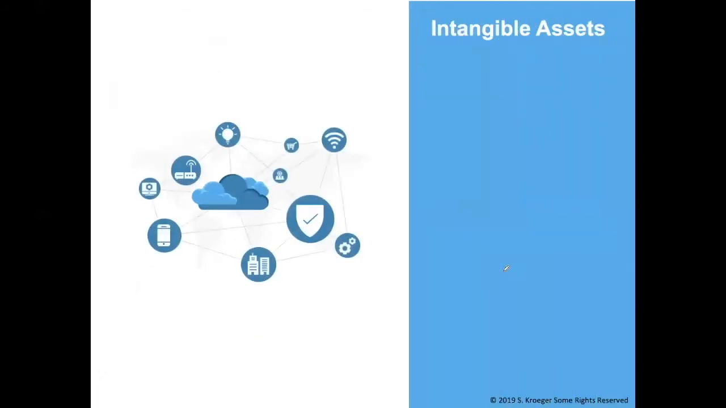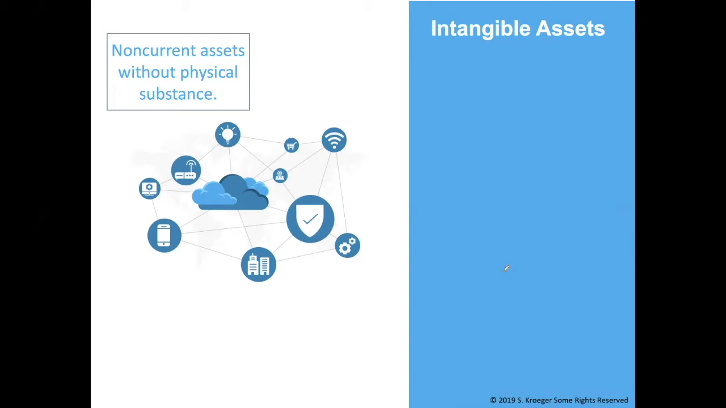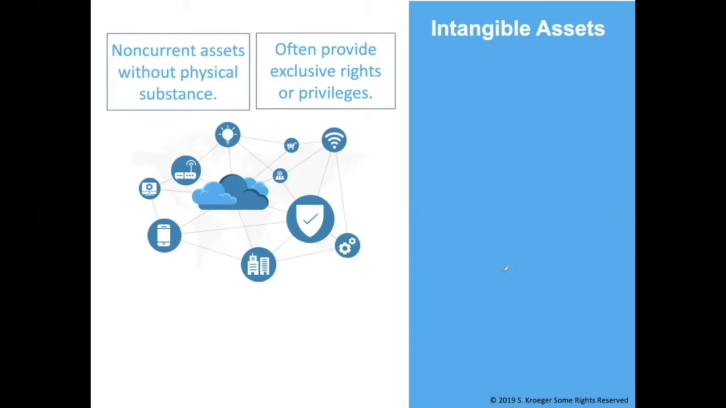Our last topic we're going to be covering is intangible assets. Remember intangible assets? We covered this in an early chapter. It's non-current assets without a physical substance. They often provide exclusive rights or privileges. Maybe someone cannot copy the work that we've already created. So we have the right to an invention before others have it.